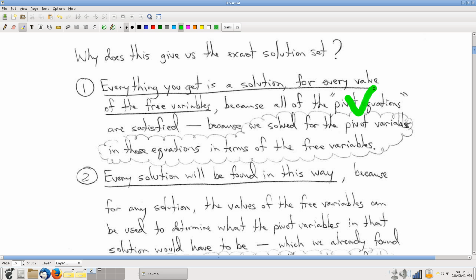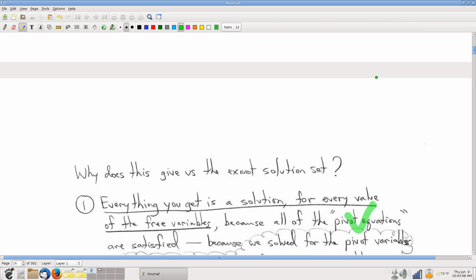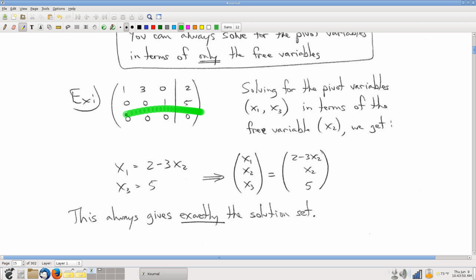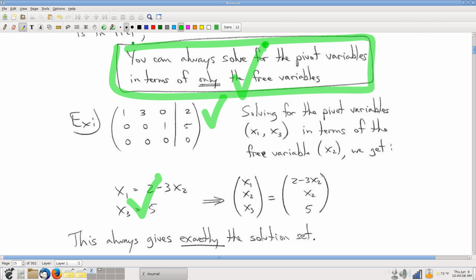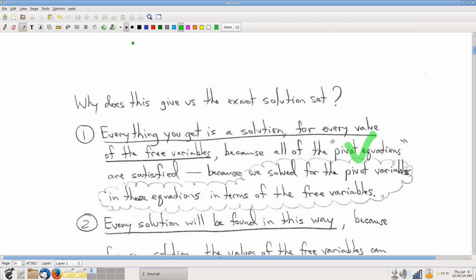It's because I know for sure that all the pivot equations are satisfied. And of course, all the equations are pivot equations. All of the equations, anyway, other than this at the bottom, which we'll talk about in a few minutes. But all of these equations have pivots in them. And I know that they're satisfied because I solved for my pivot variables in terms of my free variables. This fact, this property of reduced echelon form is how I know that everything I get is a solution.